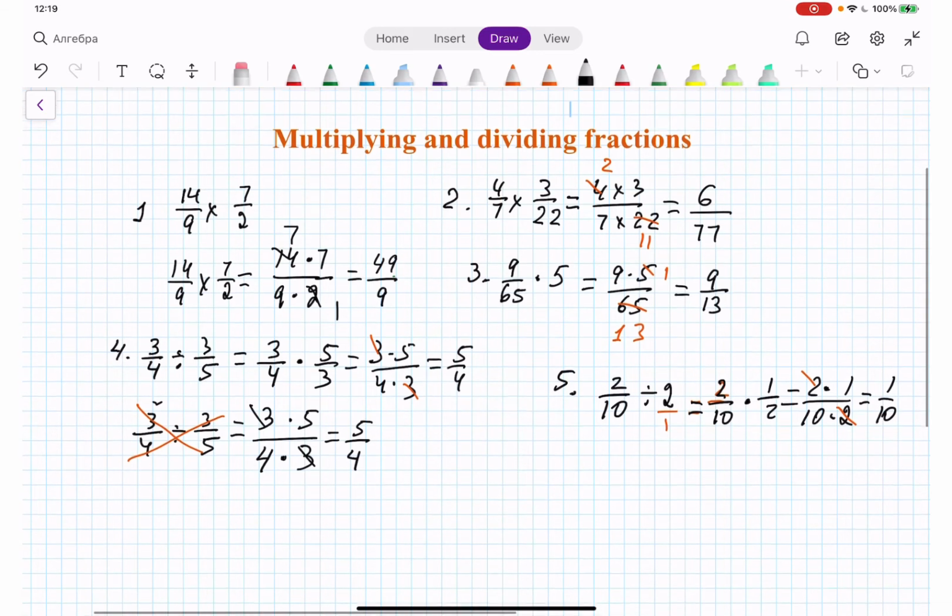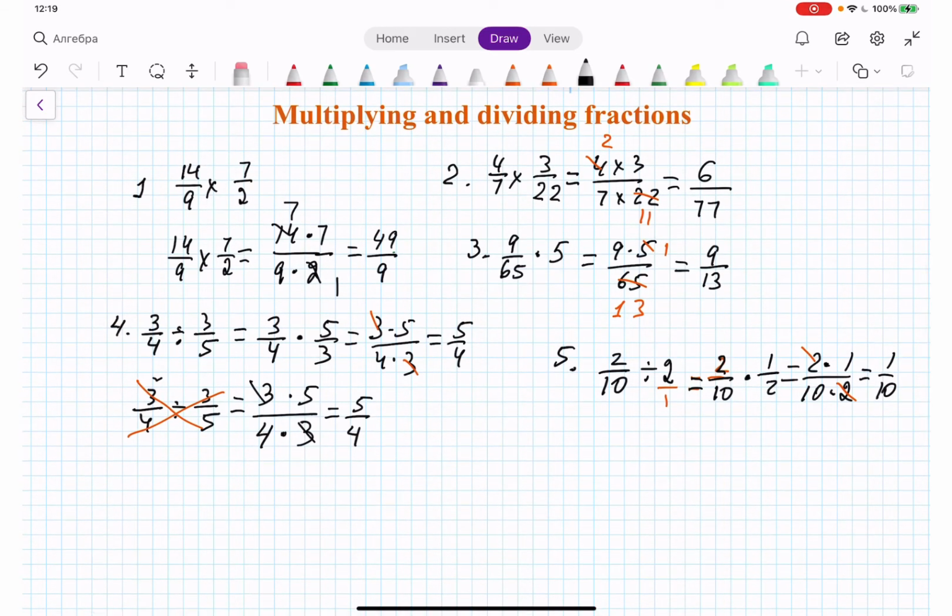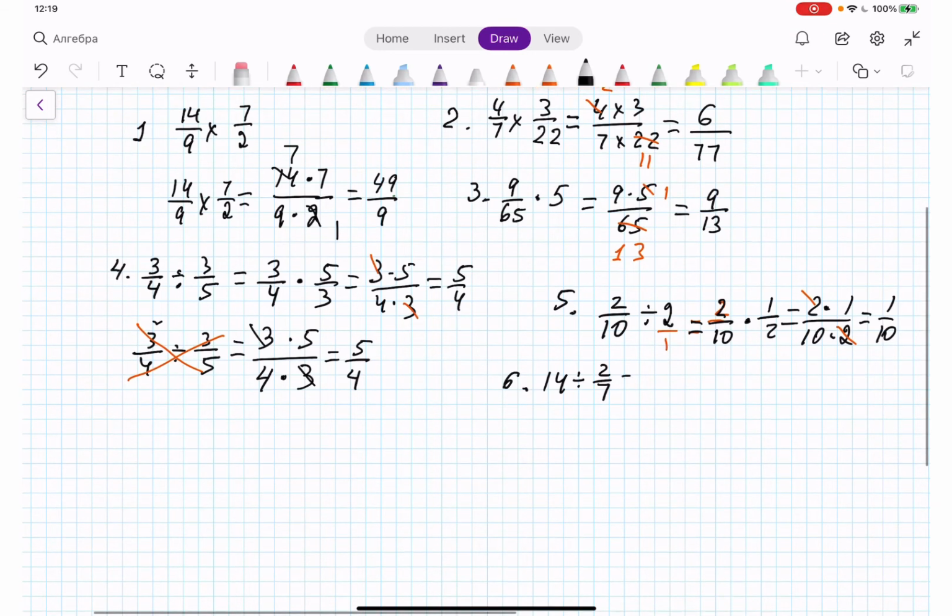Next question, number 6. We have 14 divided by 2 over 7. Okay, which means I can put 14 over 1 times 7 over 2. 14 times 7 and 1 times 2. Okay, reducing 14 and 2 by 2, this is 1, this is 7, and we are getting 49 over 1, which means 49.